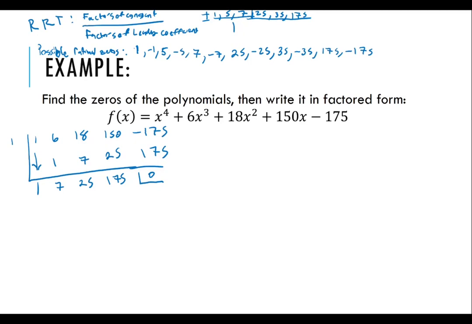We have a 0 remainder. So that means that this thing will factor. So we can go ahead and factor it a little bit if we want. We know that it's going to have the linear factor x minus 1 times 1 degree less, that is x cubed, plus 7x squared, plus 25x, plus 175.